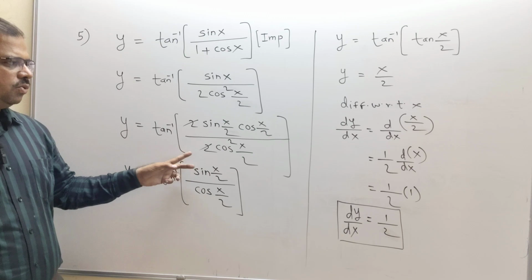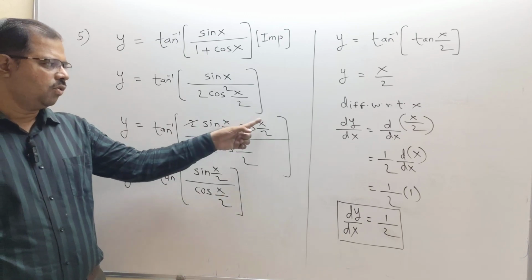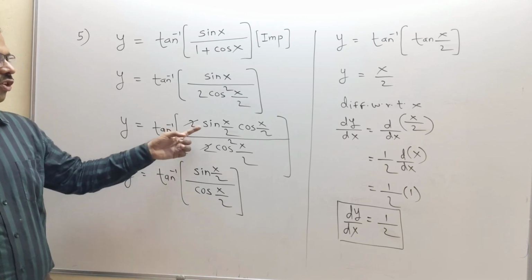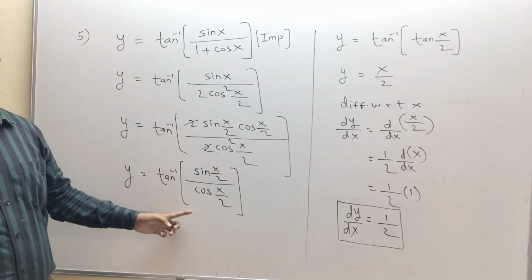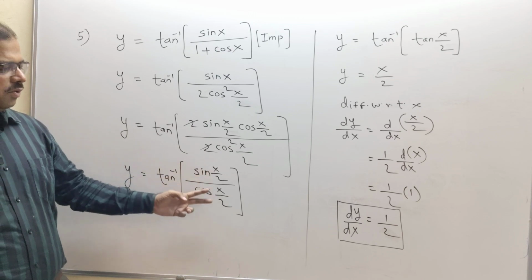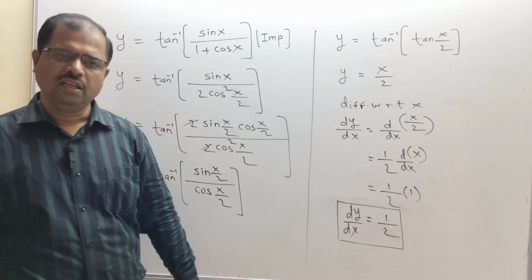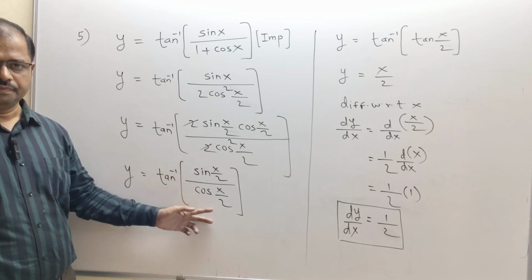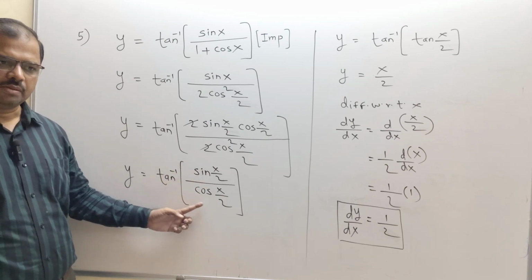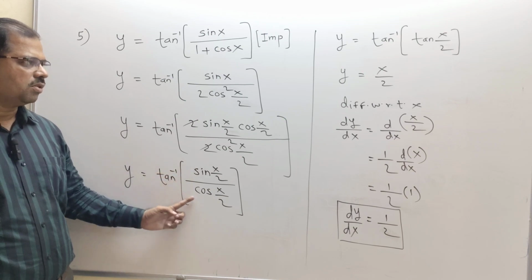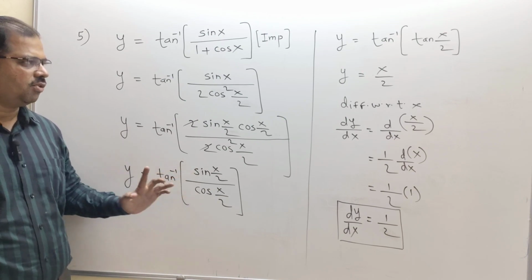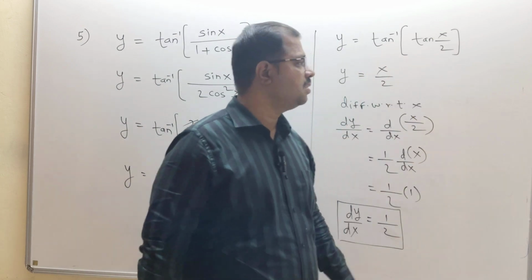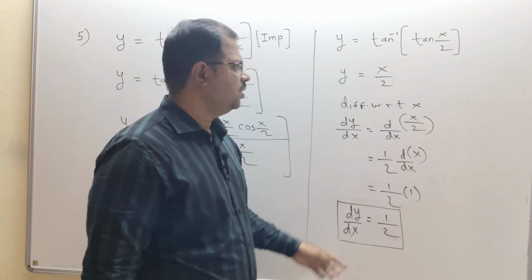Now 2 and 2 get cancelled, and cos x by 2 and cos x by 2 get cancelled. Therefore the remaining is sin x by 2 upon cos x by 2. X by 2 is in the angle, therefore don't cancel the 2 in the denominator. Sin theta upon cos theta is tan theta, so sin x by 2 upon cos x by 2 is tan x by 2. Tan inverse and tan get cancelled, y is equal to x by 2.